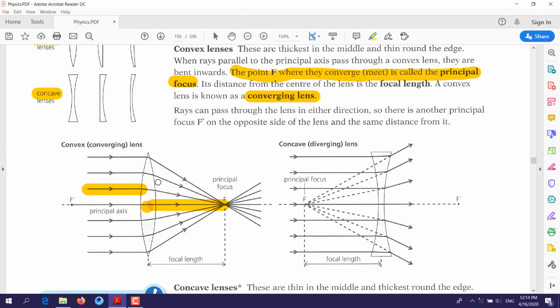Rays can pass from two sides. For example, if the light passes from this direction, again the same thing will happen here. The rays will bend inward at point F, which is the principal focus, and the distance from here to the center will be the same as from the center to the other principal focus.